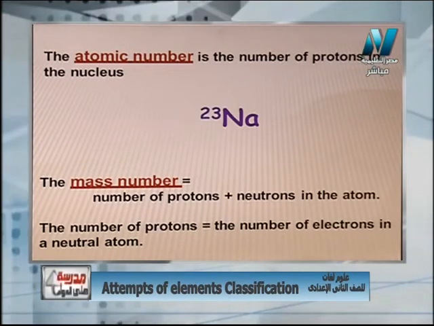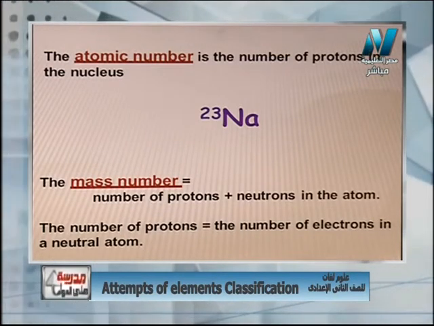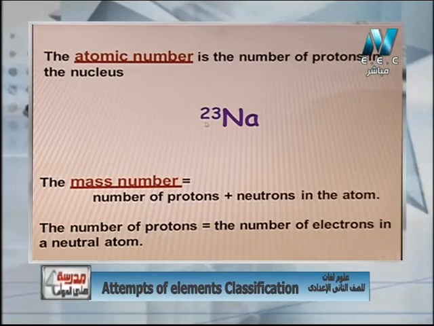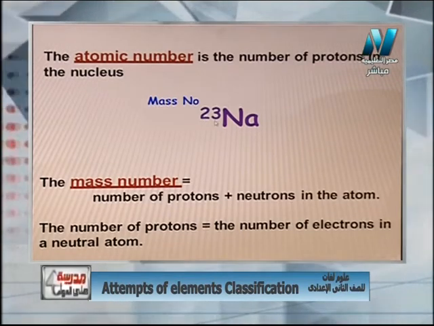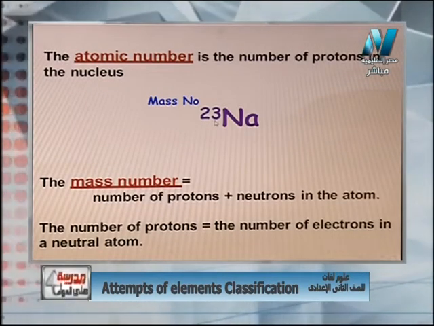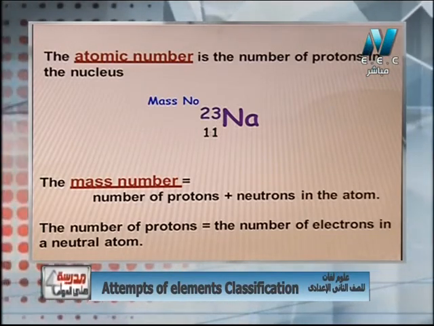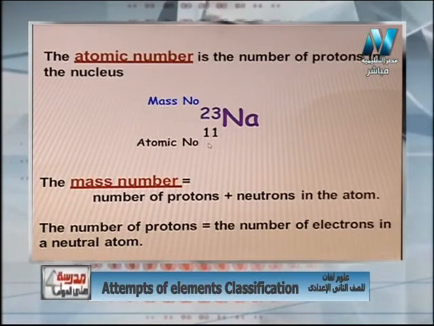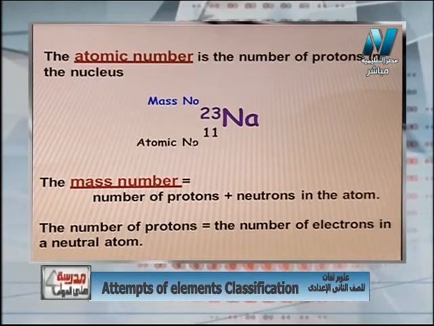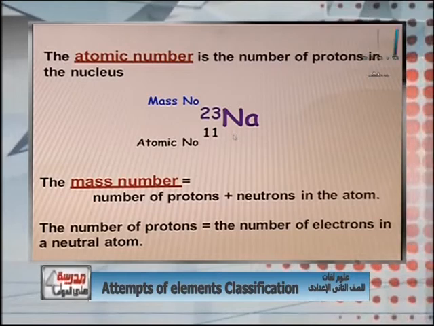Sodium 23. The number which is written above the symbol, this one, 23, what does this represent? The mass number. Okay, so the mass number is the largest number which is written above the symbol. 11, this is the atomic number, below the symbol of sodium, as we said. So the atomic number is the number of protons. Okay, this is about the structure of the atom.